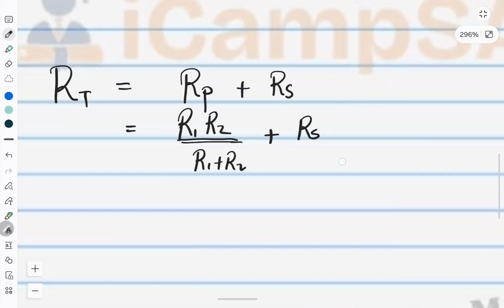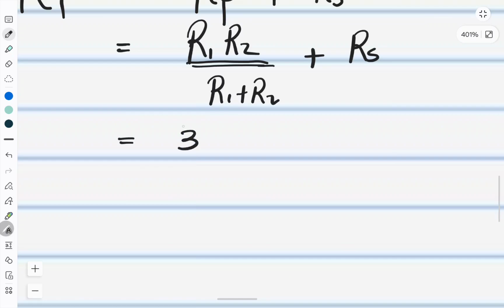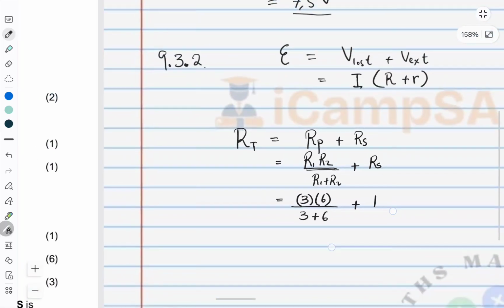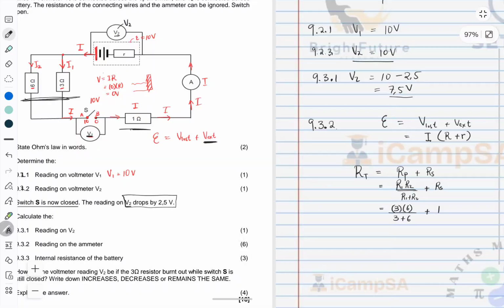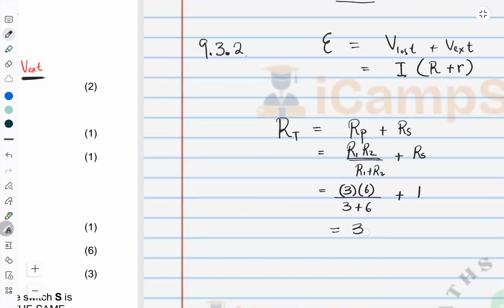We are taking a shortcut because whenever you have only two resistors, you can use this formula. But once you have 3, 4, and so on, you can't use this formula for resistors in parallel. All right, so we found that R1 is 3 ohms and R2 is 6 ohms. So this is 3 times 6 over 3 plus 6, plus the series resistor, which is just 1 ohm. So this is 18 divided by 9, plus 2, plus 1. That should be 3 ohms. Let's just confirm. Okay, yeah, it is 3 ohms.